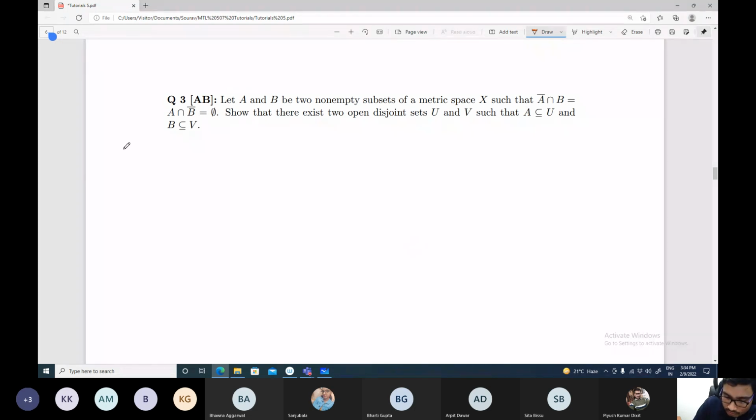Now we'll prove some result from metric space, right? So now what is it saying? A and B are two non-empty sets. This is problem number 3 from your book. A and B are two non-empty subsets, and it is given that A closure intersection B is empty, which is equal to A intersection B closure. You have to prove that there exist two disjoint open sets.